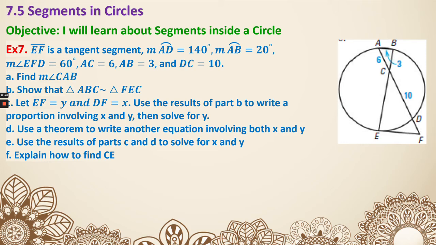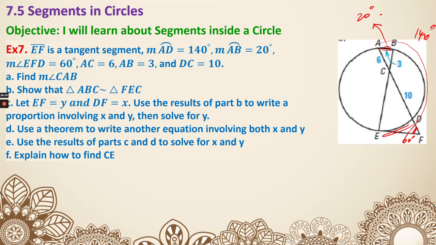Arc AD is 140 degrees, which is right here. Arc AB is 20 degrees. Angle EFD, which is right here, is going to be 60 degrees. AC, which is talking about this little line segment that we couldn't exactly see because it kind of coincides with the circle, that part is 3, and AC is 6. ED is 10. DC is 10. So first, find the measurement of angle CAB.